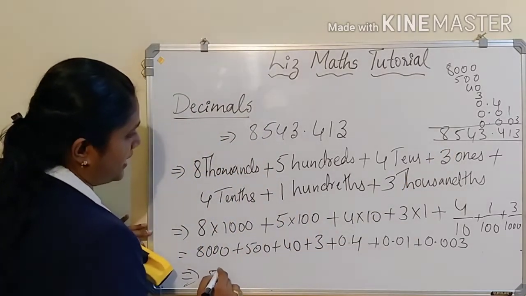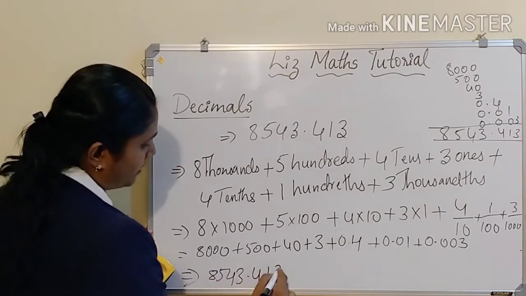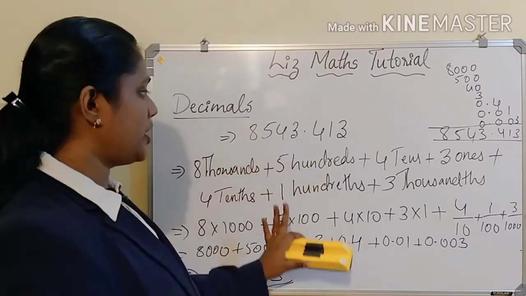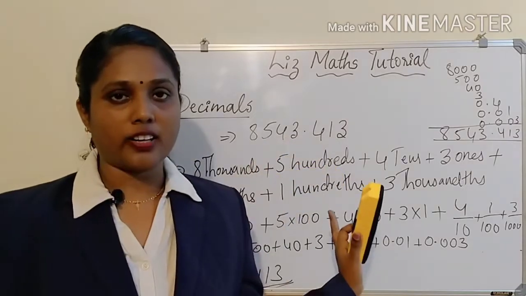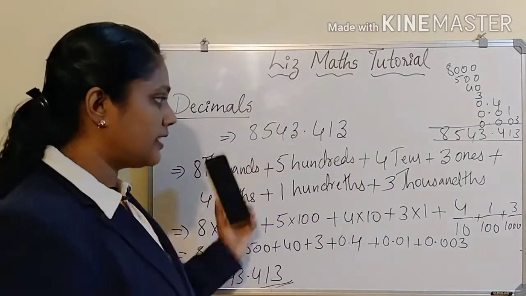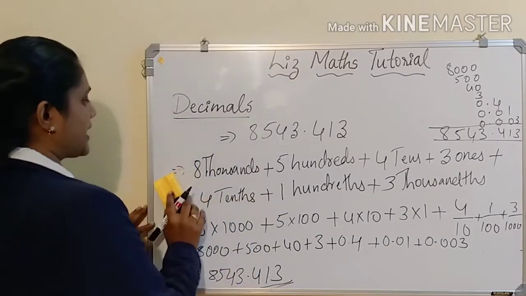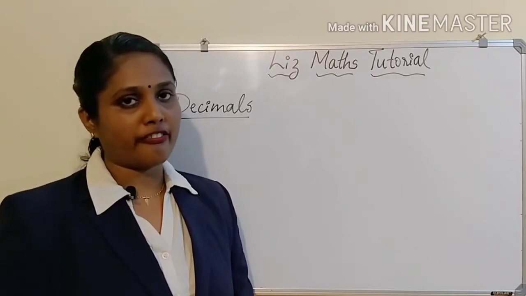Last you have to write 8543.413. So I hope you understood. See, when expanding, you have to expand according to their place values. Then you will find the answer. Hope you understood. Next, move on to the two types of decimals you can find.